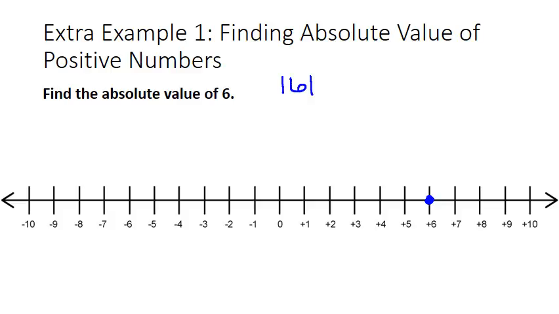Now when I'm finding the absolute value of 6, that means I'm going to be finding how far away that number inside of those absolute value signs is from 0. So I'm going to be counting how far away it is from 0, and I can see that that's 1, 2, 3, 4, 5, 6 steps away from 0. So the absolute value of 6 is equal to 6 because it is 6 steps away from 0. It's how far away 6 is from 0.